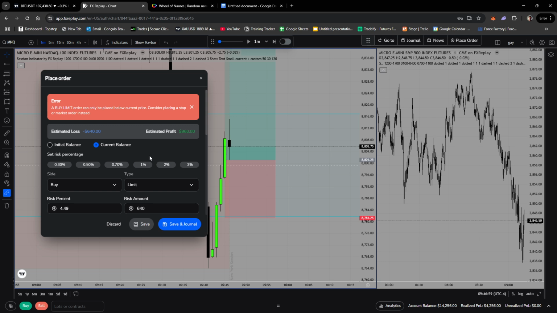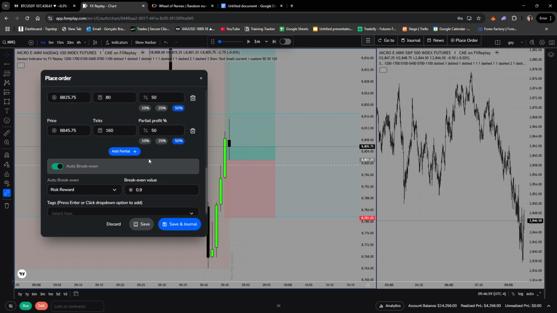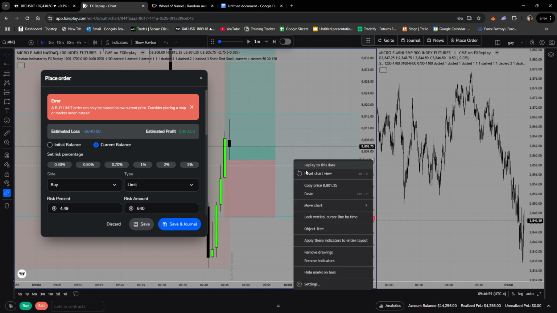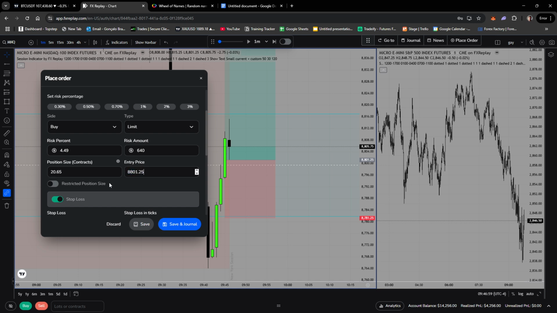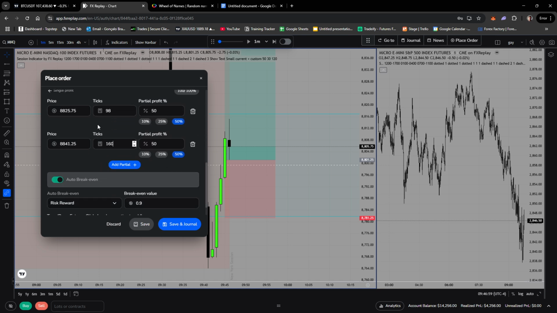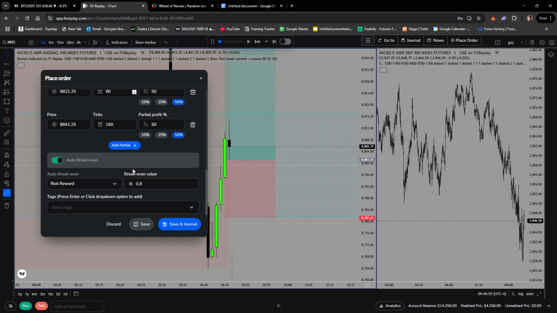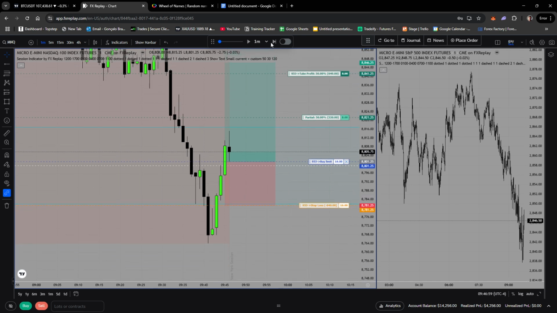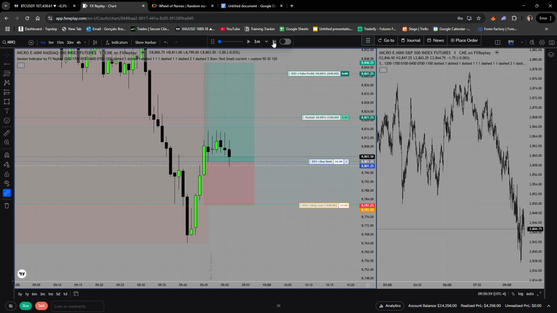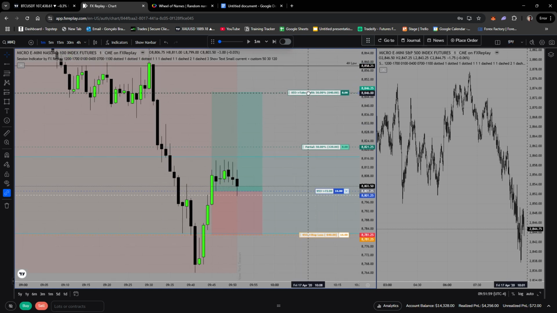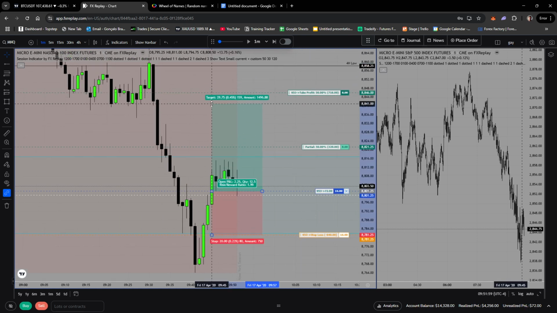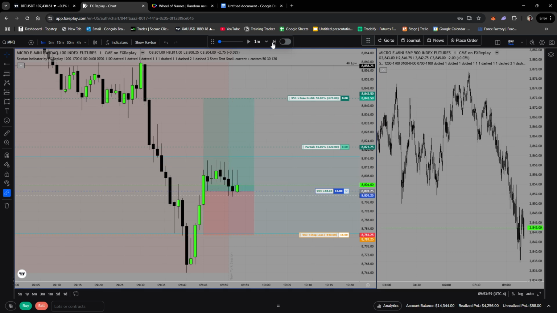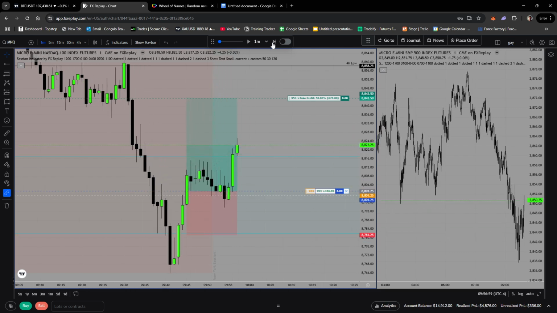80. Boom. Come on. What's the problem? Buy limit. This is beneath the current price. 160. 80. Fine. There we go. We're in. Target. Beginning of that gap now. Oh, April.